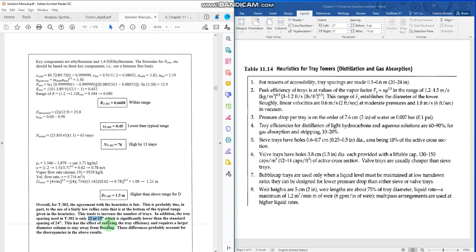This has the effect of reducing the tray efficiency and requires a larger diameter column to stay away from flooding. These differences probably account for the discrepancies in the above results. So these are some of the reasons that can explain why there are slight variations from the heuristic results, and why there is some slight difference in the values from the actual results.